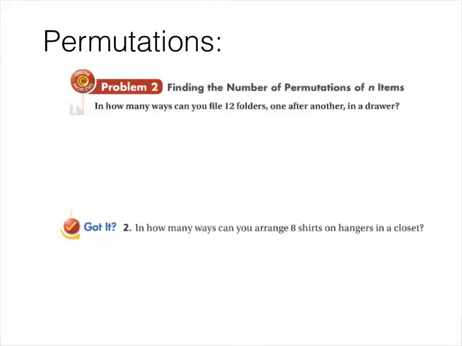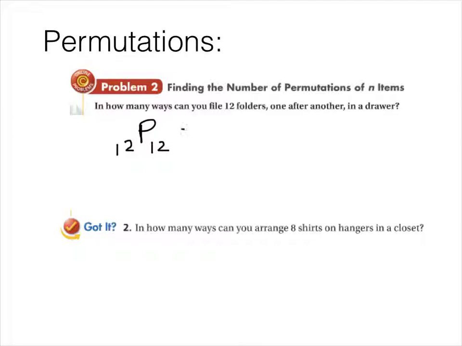Okay, we're going to find a permutation of n items. In how many ways can 12 folders, one after the other, be arranged? In how many ways can you file 12 folders, one after the other, in a drawer? Well, this is a permutation. Pencil or pen, not pointer. A permutation of 12 things taken 12 at a time. So we can use the formula or we can use the fundamental counting principle with this.